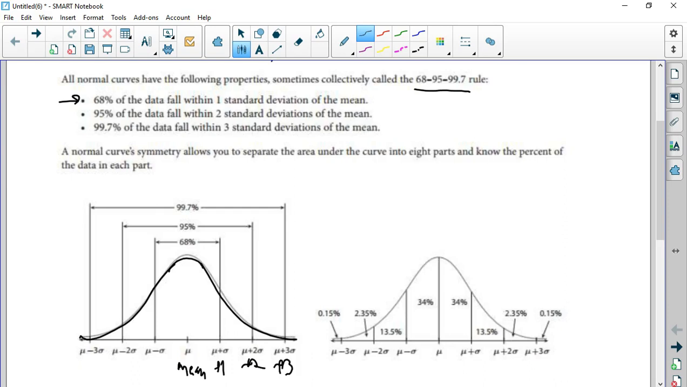Now if you split that up, divide by 2, it breaks down like this. 68 divided by 2 is 34, 34. And then the next section is 13.5, 13.5, 2.35, and 0.15. And again, that is just the one on the left divided by 2.